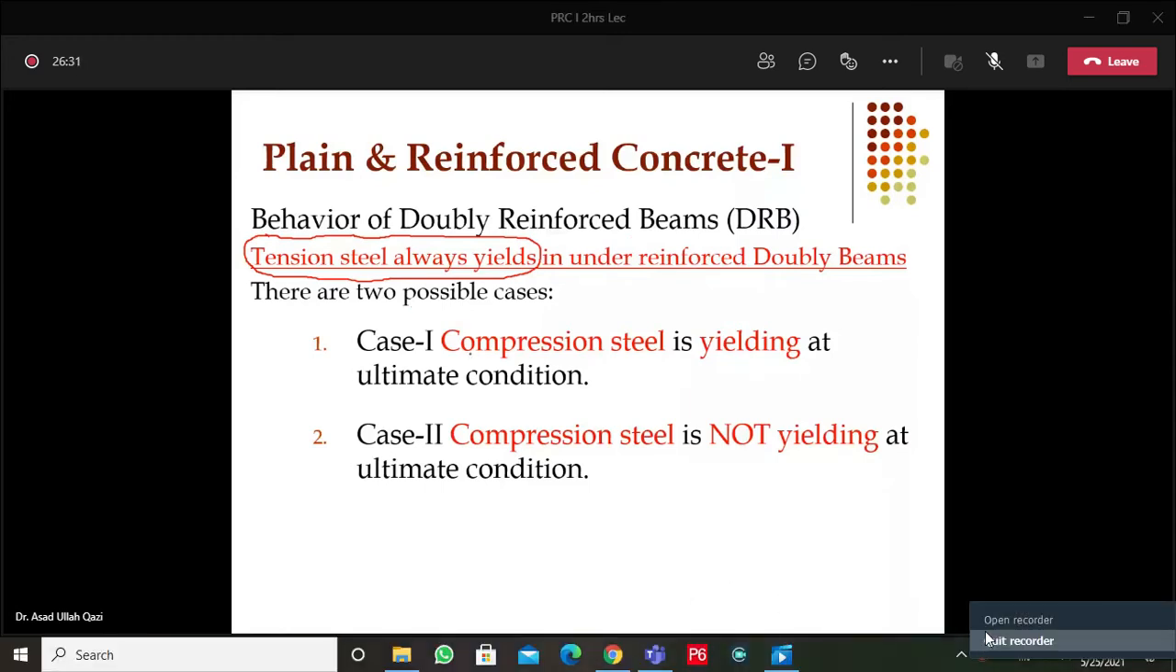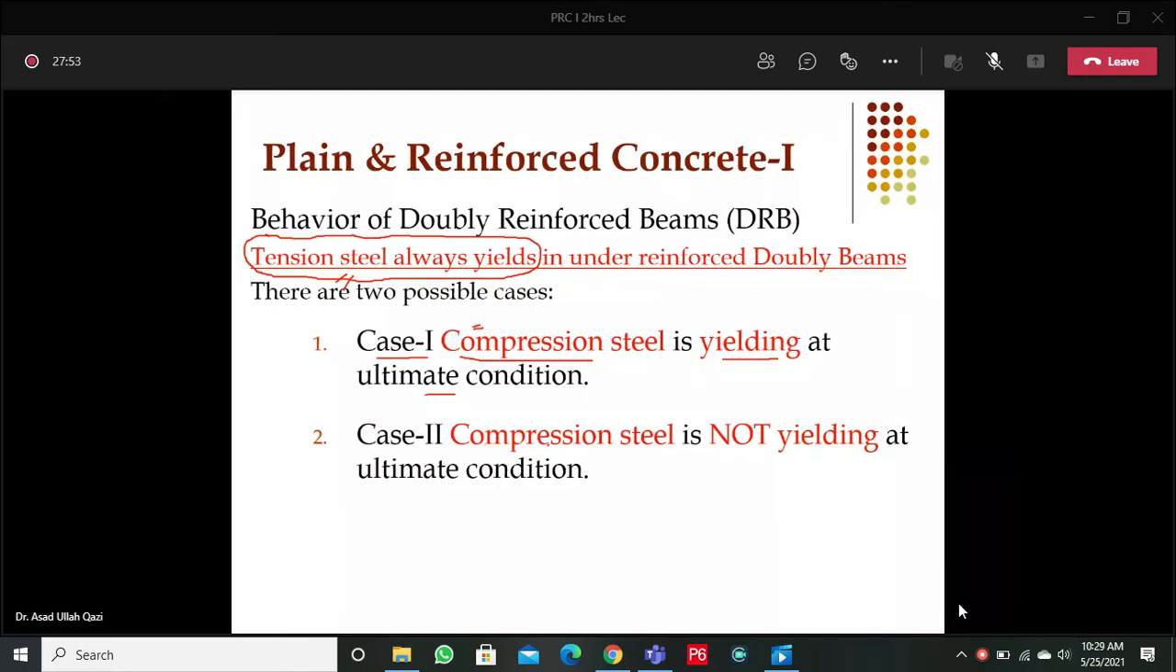So there are two possible cases in under reinforced double beams. In case 1, double beam, tension and compression steel both are at yield at ultimate condition. Very easy to analyze such beams. Behavior wise, we are able to fully utilize the steel strength, not only on the tension side, but also on the compression side. Case 2 double beams are acceptable.